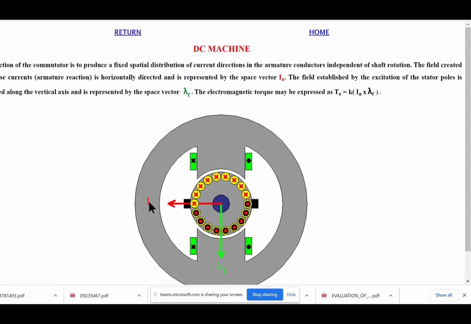So the MMF of the armature is shown by this red arrow here. If you look at the red X's and the red dots, the X's are the winding going in, and the dots are the winding coming out. So think of the current going into the rotor, and do the right-hand rule, and your thumb is going to point in the direction of this arrow here.